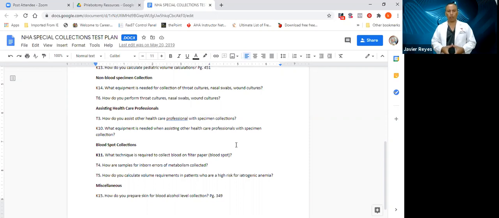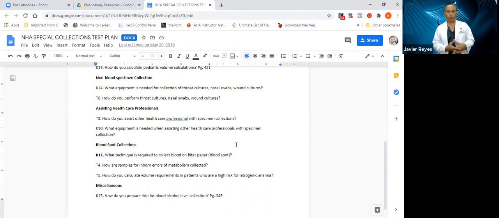All right, what equipment is needed when assisting other healthcare professionals with specimen collection, depending on the type of specimen? Most of the time, these specimens require sterile containers, okay? Obviously, you have to have the labels on them, and make sure that you handle them correctly.